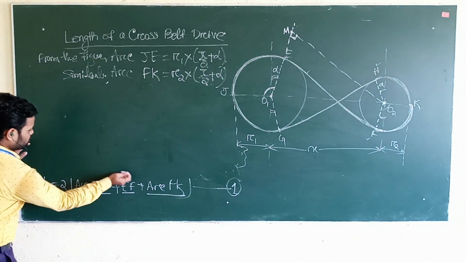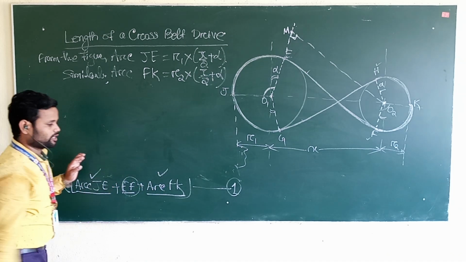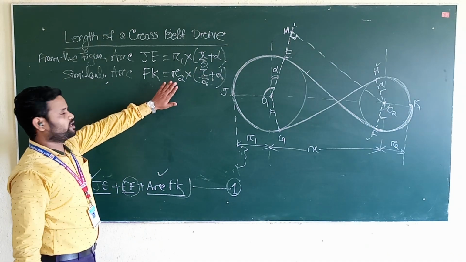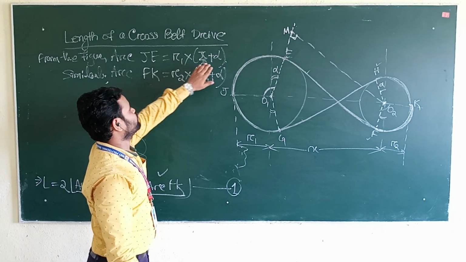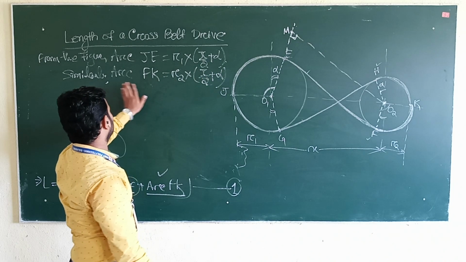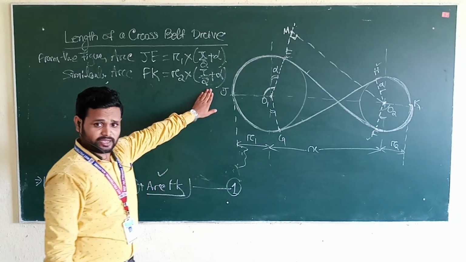So we now get the two values. The remaining value is your EF. Now we calculate the value of EF. Will you understand or not? The arc JE equals the radius of that pulley into the angle made by this arc. Similarly, arc FK equals the radius of that pulley into the angle made by the arc.